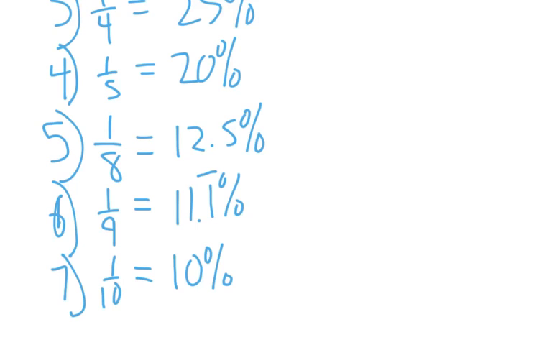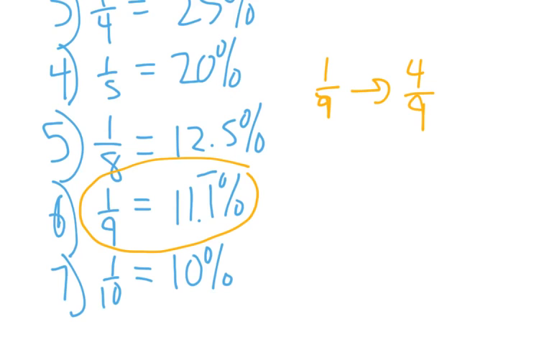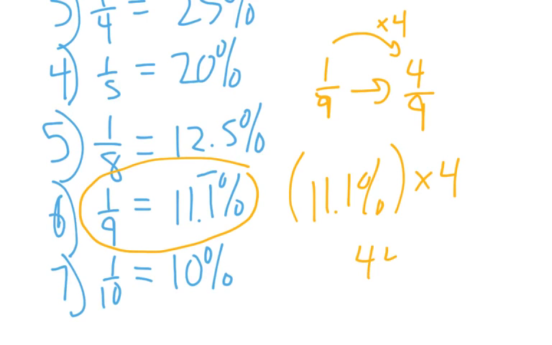And then here's the cool thing. If we know what 1/9 is, we can use that to figure out what 4/9 is. So we know that 1/9 is 11.1% repeating. And in order to go from 1/9 to 4/9, we have to times by 4. So we'll just times this one by 4 to get 44.4 repeating percent. And so if you know what 1 out of whatever is, you can use that to figure out what the other versions of that fraction are as well.